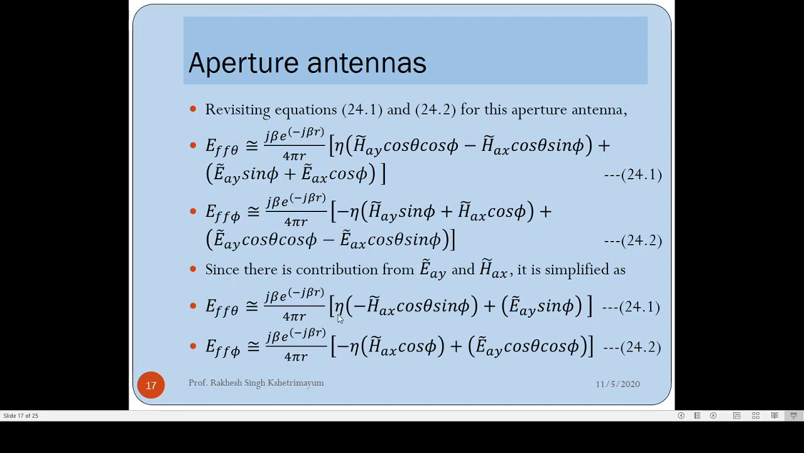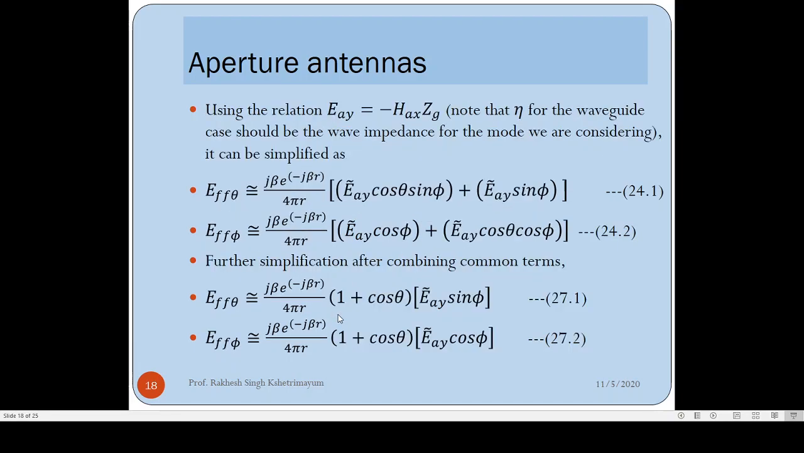What is this eta here? Inside the waveguide, eta for the waveguide is the wave impedance for the mode we are considering. So inside the waveguide, I can replace EAY as minus SAX ZG. So in that case, the first term will also be dependent on EAY here. The second term is also dependent on EAY here, also here.